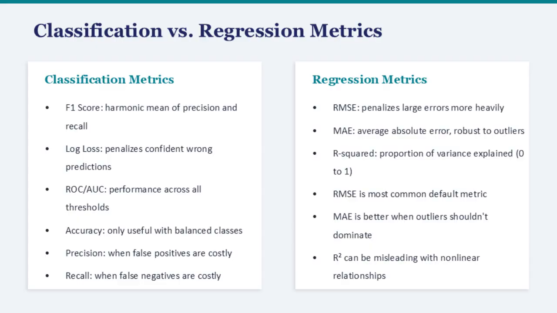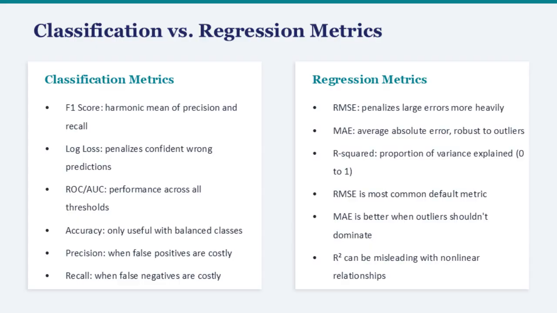Precision is the right metric when false positives are costly. For example, spam detection, where you don't want legitimate emails marked as spam. Recall is right when false negatives are costly. For example, cancer detection, where missing a positive case can be very dangerous.